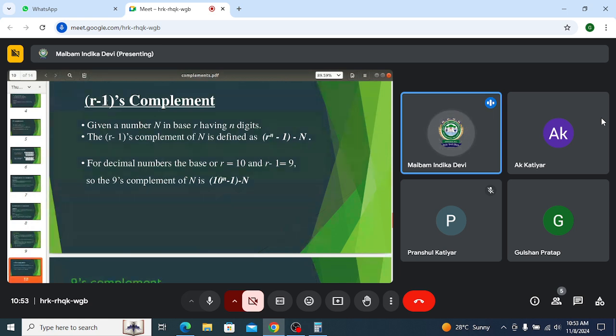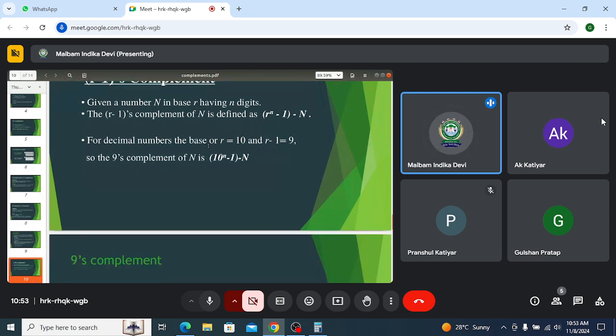If R equals 10 for decimal numbers, then it will be called the R minus 1, that is 9's complement. And if R equals 2 for binary numbers, it will be 2 minus 1, that is 1. So it will be called the 1's complement of that number. Clear?